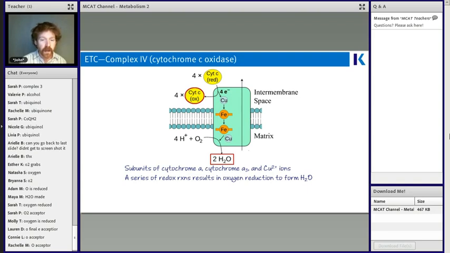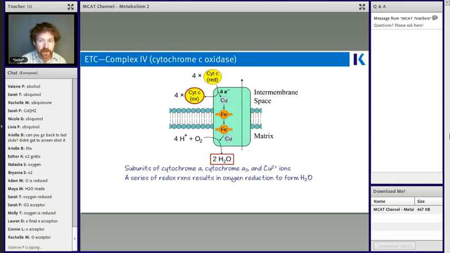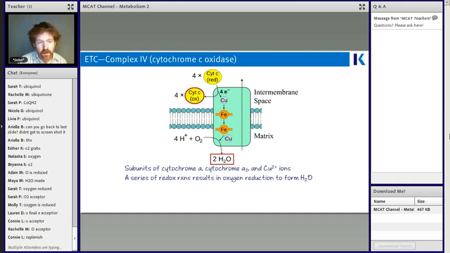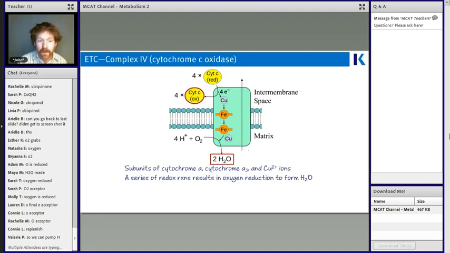But what's the point? Why do we bother to do this? Why are we going to move electrons onto oxygen? What's the benefit of this complex? Bingo, Valerie, you got it.